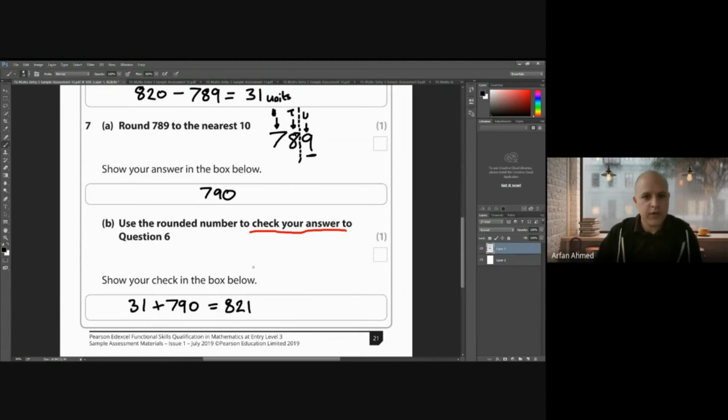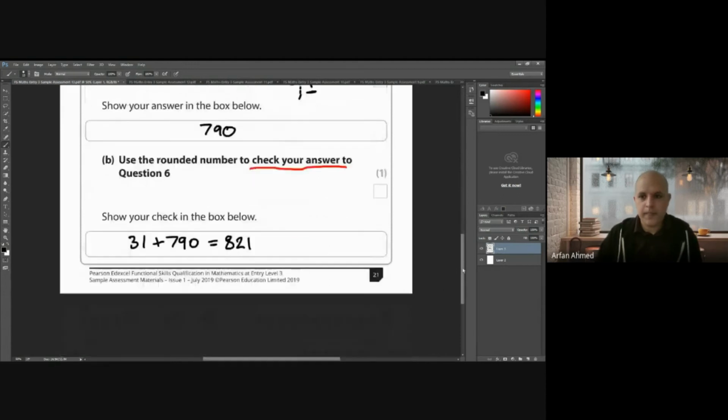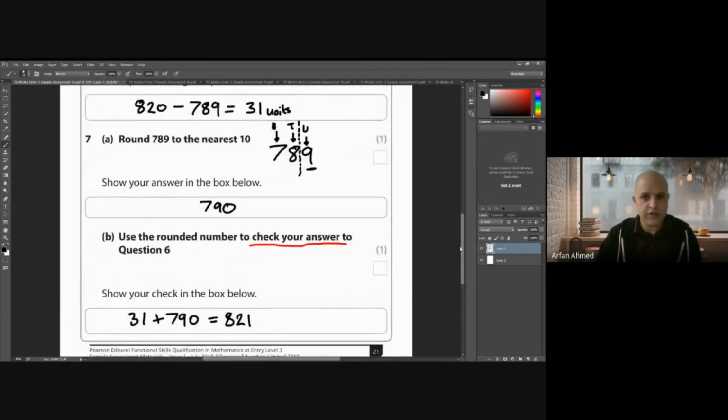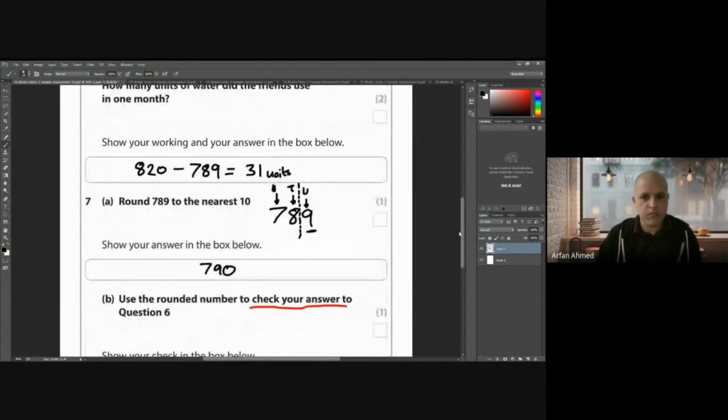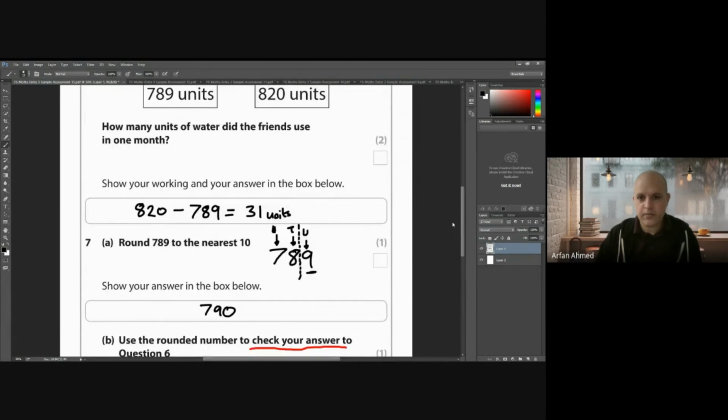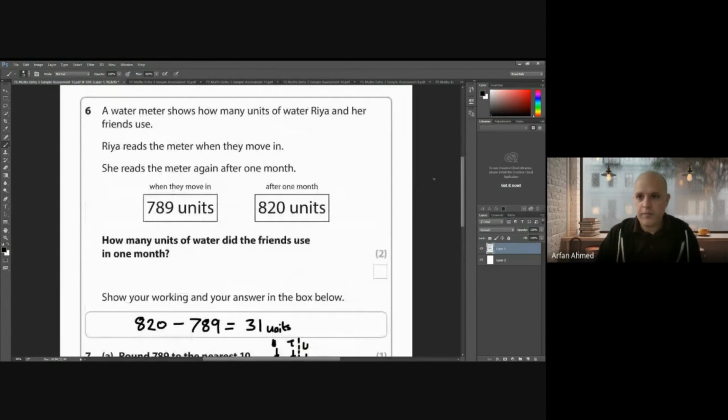That's kind of like a 2-in-1, isn't it? So you have to use the rounded number and do a reverse calculation at the same time. That's all it is to get your extra mark. That's all you have to do. Let's move on. Question 8.